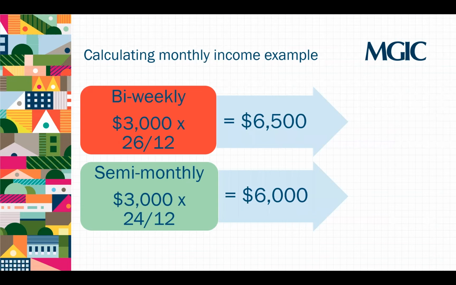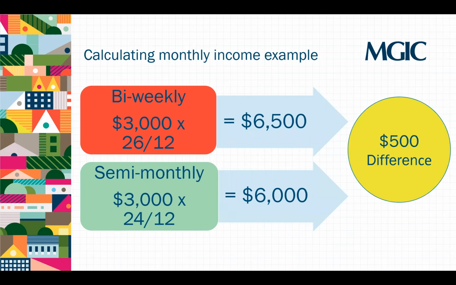When in fact, they are paid on a semi-monthly basis, and the correct calculation should have been 3,000 times 24 divided by 12 equals 6,000. This is a $500 difference in qualifying income, and this could very well be a material error. What I mean by that is if you had used the correct amount for qualifying income, your borrower's debt-to-income ratio may have exceeded the guidelines, and your borrower may not have qualified for the loan. This could result in a buyback request by your investor.